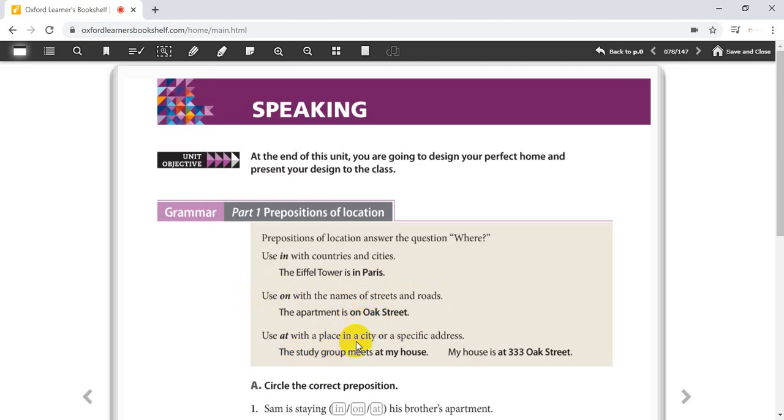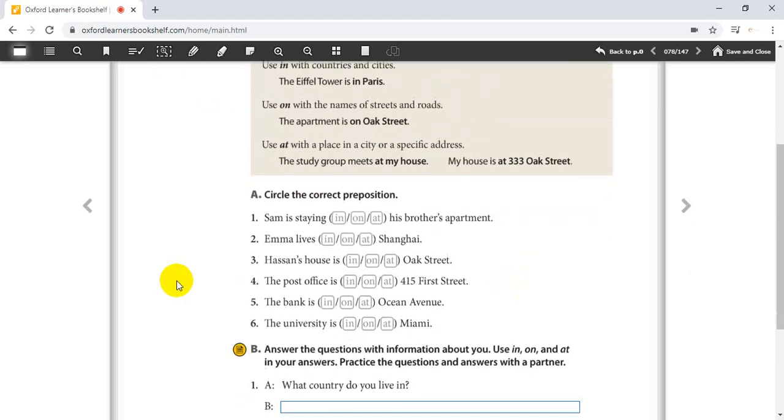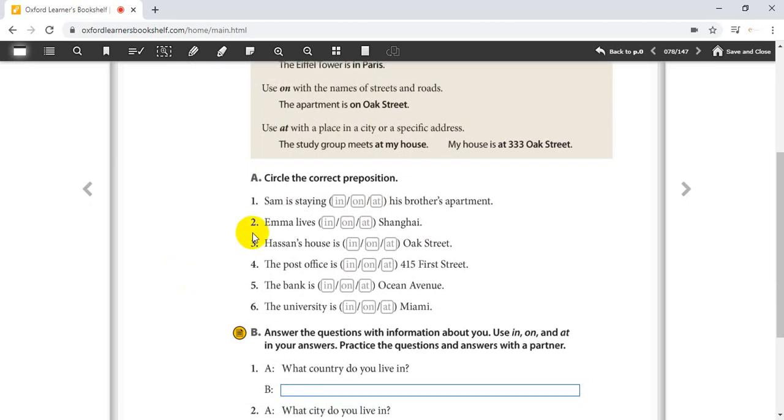Use at with a place in a city or a specific address. When you're referring to a specific address, the study group meets at my house. So specifically where the study group meets, at my house. It's a specific location. My house is at 33 Oak Street, or you can say my house is at Suleimania Street or Tahaliya Street. Okay, now activity A, page 78, you're going to circle the correct preposition.